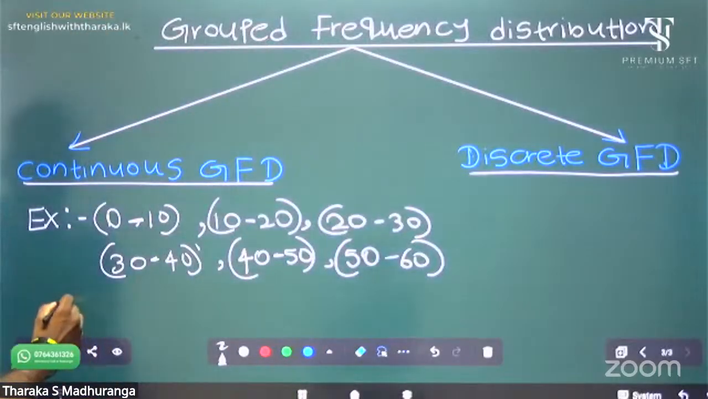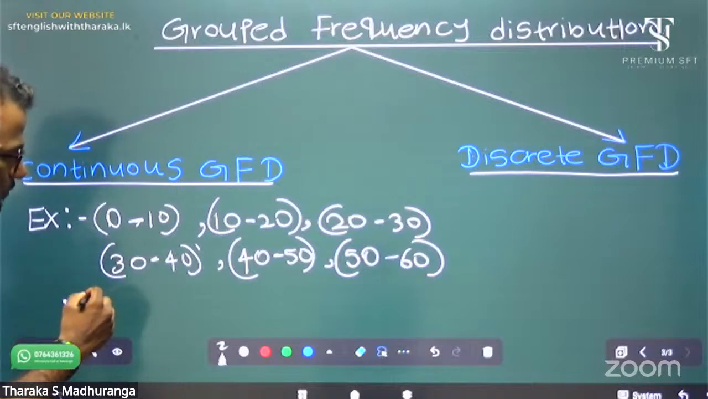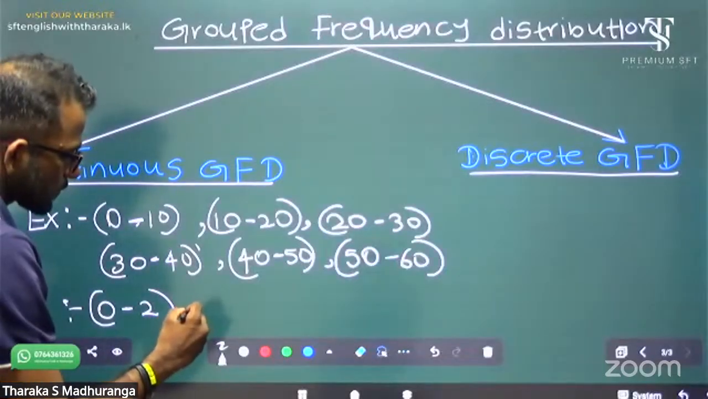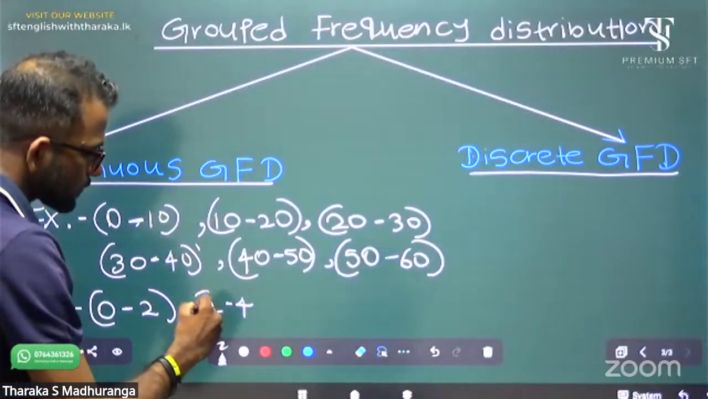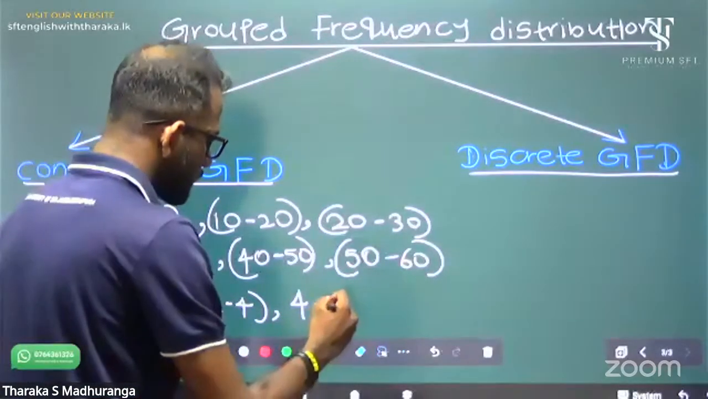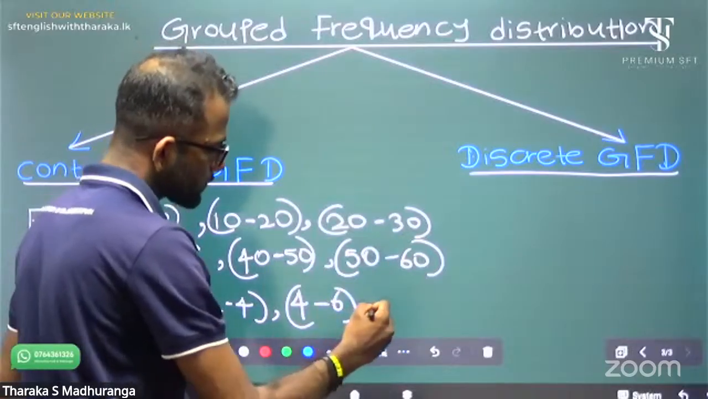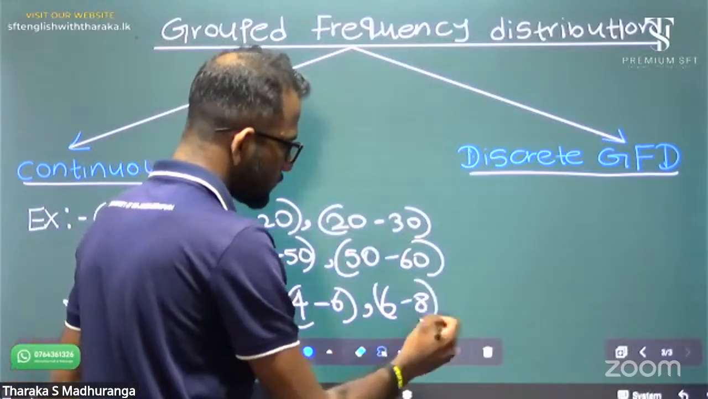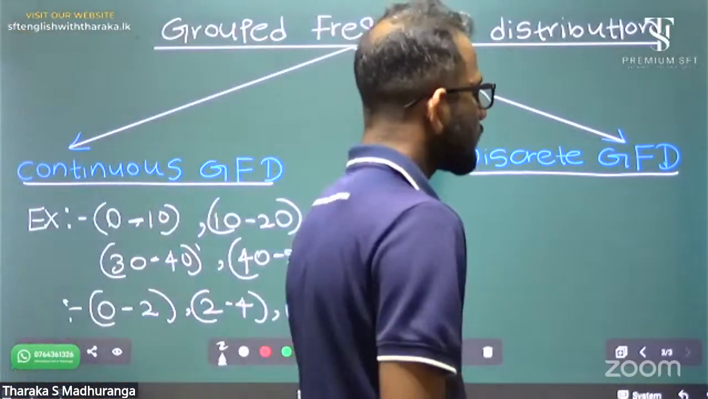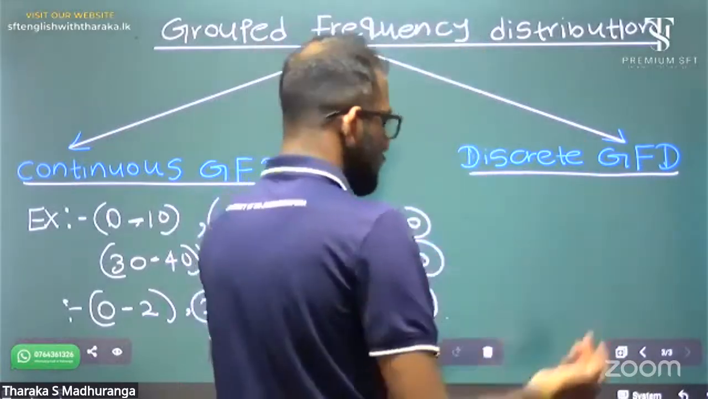Write down another example. Only examples, no need for notes. 0, 2, 2, 4, 4, 6, 6, 8, and continue. They are continuous group frequency distributions. Understand the difference between continuous and discrete.